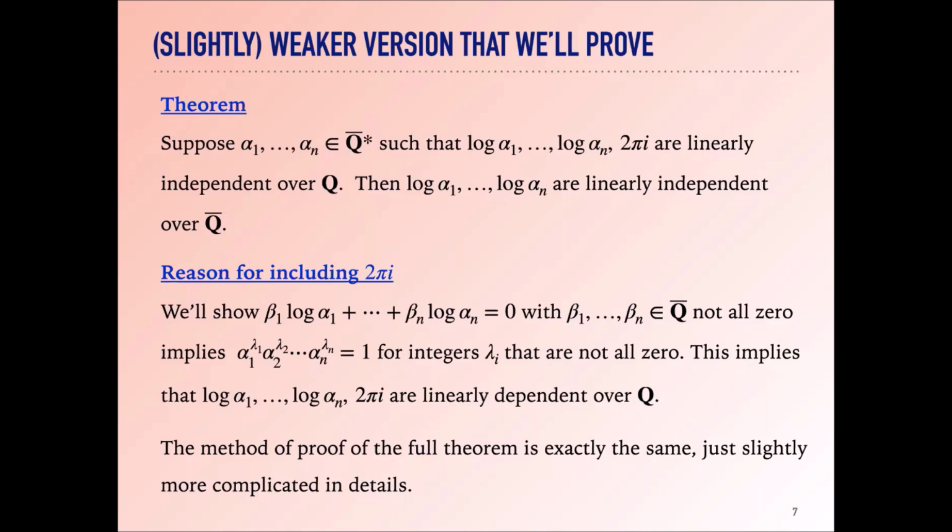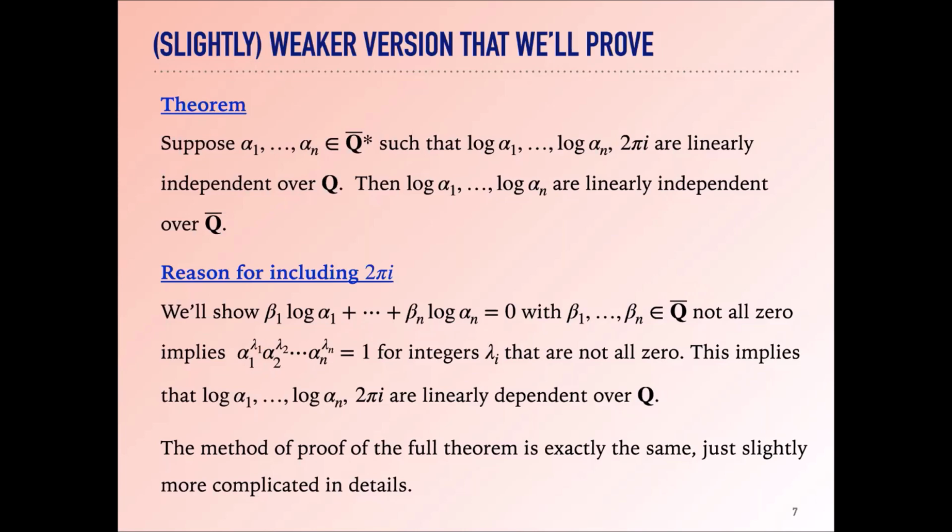We're going to prove the contrapositive. So we're going to assume that log alpha 1 through log alpha n are linearly dependent over Q bar, and then we're going to produce a linear dependence of these numbers over Q. And how are we going to do that? Well, we're going to do it without the logarithms. In other words, we're going to show that there's an expression alpha 1 to the lambda 1 times alpha 2 to the lambda 2 all the way to alpha n to the lambda n equals 1, where the lambda i's are integers that are not all 0.